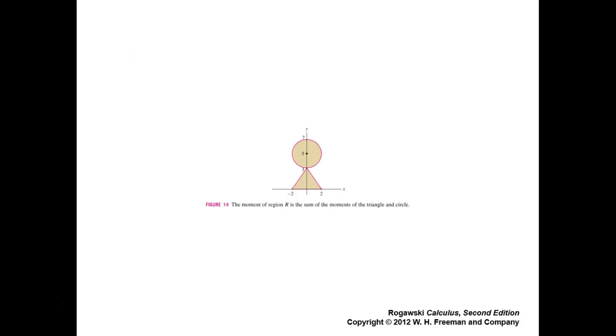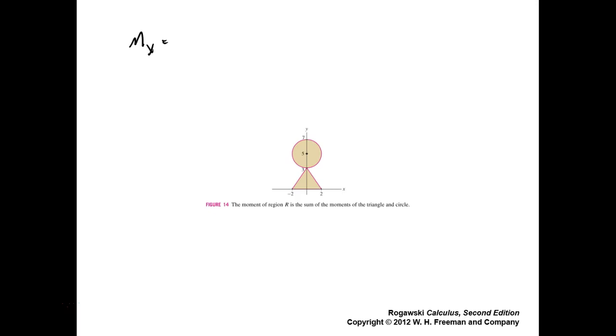And I don't know if we're going to have time to finish this. Probably not. M sub x. Now, from back on the previous page, if a region is decomposed into smaller non-overlapping regions, the moment of the region is the sum of the moments of the smaller regions. So what we've got to get is the moment with respect to the x-axis. What do you think the moment of the circle is here?